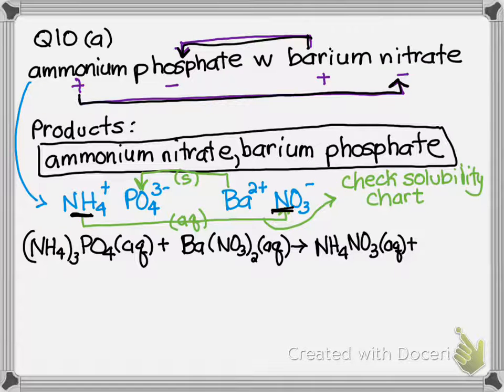And then barium, let's see, if phosphate has a 3, it would take 3 bariums. And barium has a 2, so it's going to take 2 phosphates. And then I would want to put an S there. Now that is the equation with the formulas, but it's not balanced. So I'm going to go to the next slide so we can balance it.